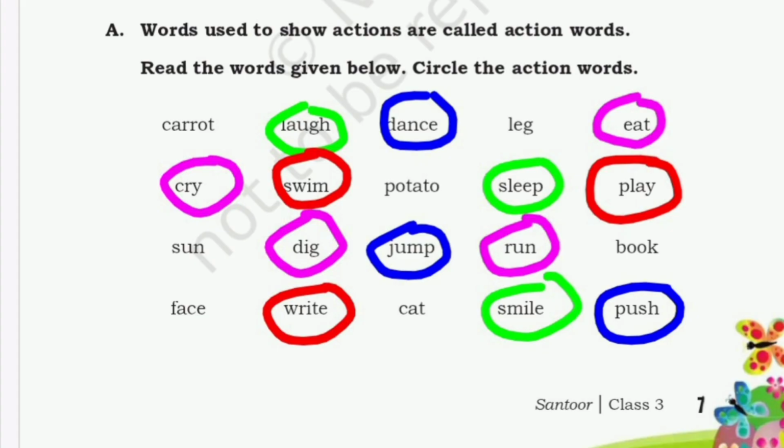Among these words, the action words we have marked are cry, laugh, swim, dig, write, dance, jump, sleep, run, smile, eat, play and push. These are the words which show action. So these are called action words or the verbs.